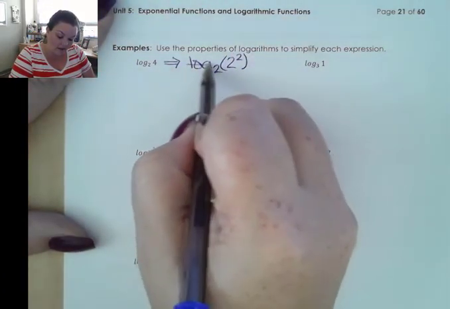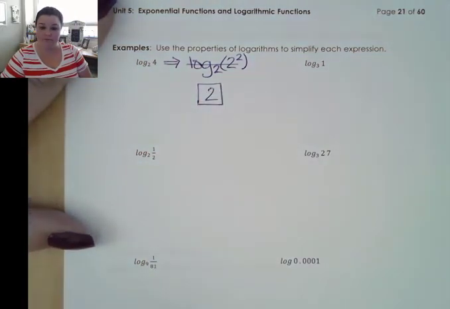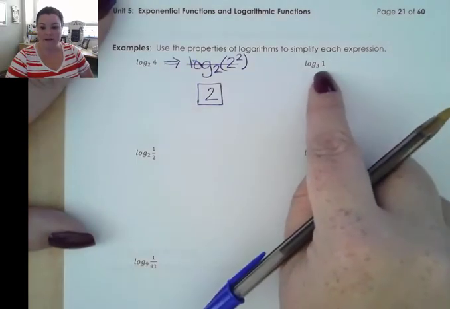And then my log base 2 and 2 will cancel. So this just equals 2. Okay. Same thing on this next one. I have log base 3.